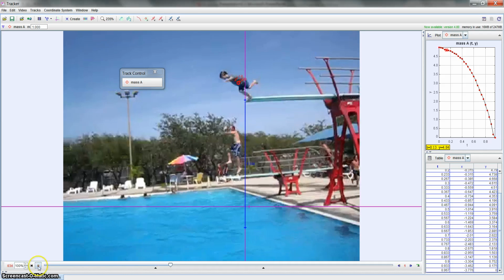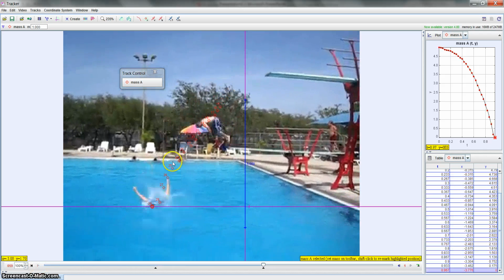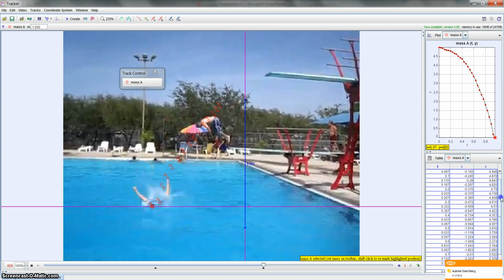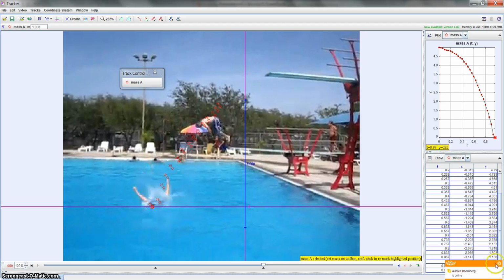So I traced his center of mass as he jumped, and Tracker put in the data for me. As you can see, it's a parabolic motion, and at time 0, x was 0 and y was 5 because he was 5 meters off the ground. And then at the final time, 0.967, he was at a y of 0 and an x of negative 3.776.